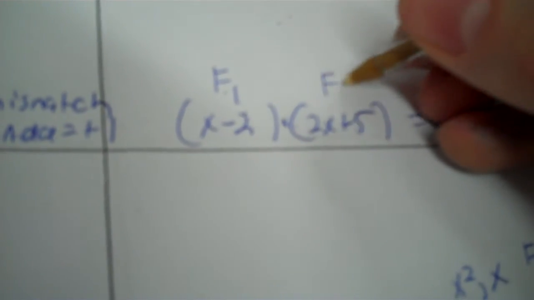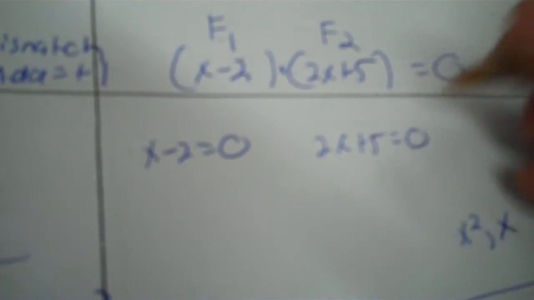So I'm going to take the 1 away, the 2 has to stay, so it's x minus 2 times 2x plus 5. F1, F2, okay, x minus 2 equals 0, 2x plus 5 equals 0. So minus 2, we plus 2, that's 2.